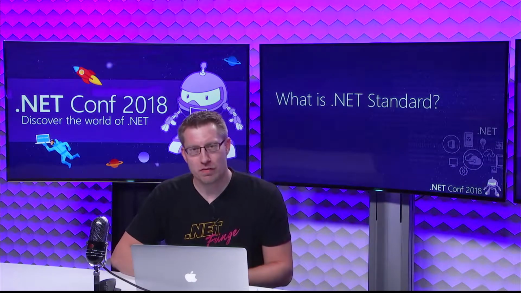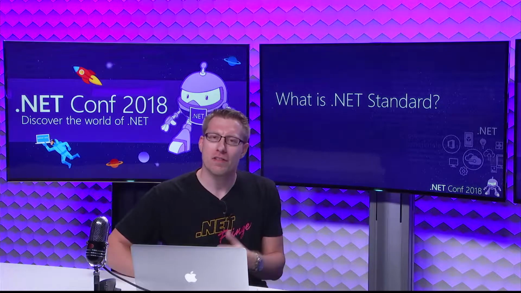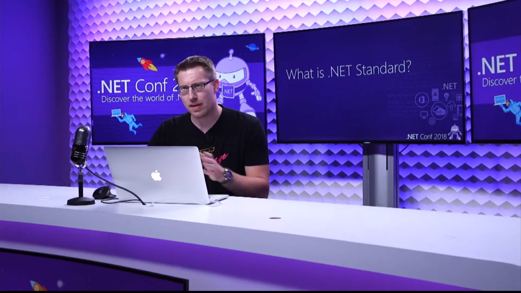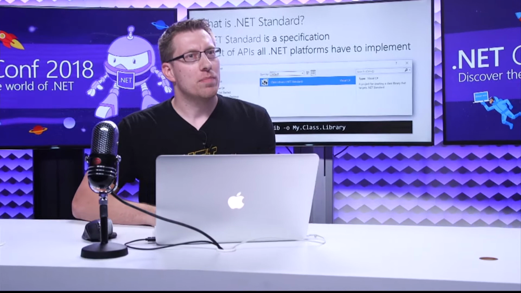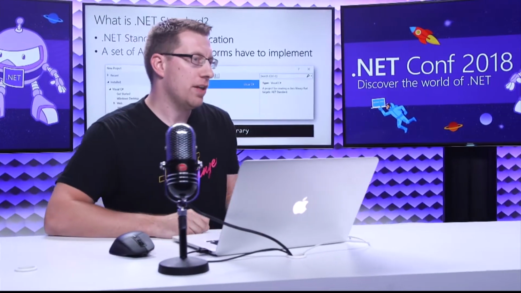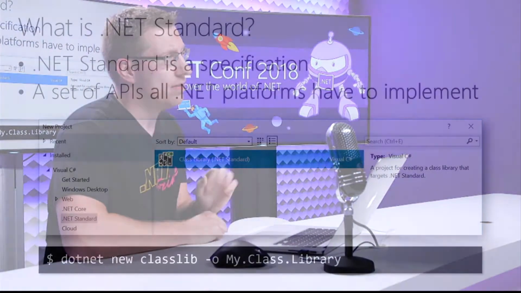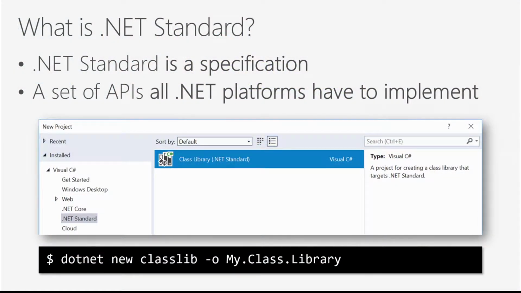So let's get started with the overview of what is .NET Standard, because it still seems there's a lot of confusion about what the standard actually is, how it works, and why we have so many different things called .NET something. So first of all, as the name kind of implies it, the standard is a specification. And by specification, what we really mean is a set of APIs. But it's not just that. It's also a template you can use to build class libraries.